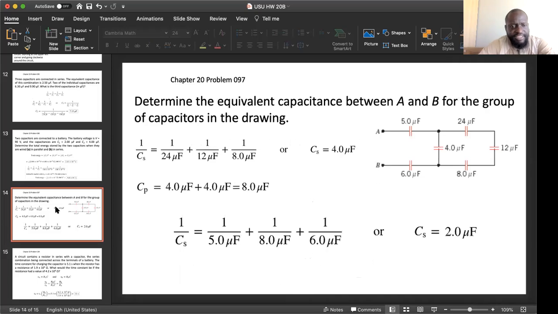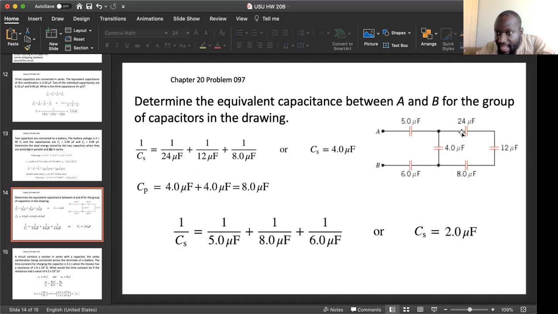Now, chapter 20, problem 97 says, determine the equivalent capacitance between A and B for the group of capacitors in the drawing. So between A and B, all these capacitors. They started from here, 24, 12, and 8 are in series. So it's going to be 1 over 24 plus 1 over 12 plus 1 over 8. I get that in series. So 1 over my answer, 4 microfarads. So 24, 12, and 8 gives me 4. Don't forget, series capacitance behaves like resistance in parallel.